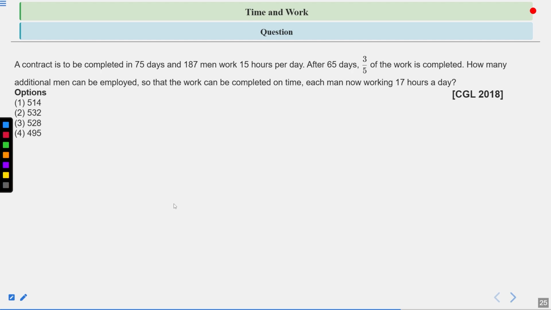A contract is to be completed in 75 days and 187 men work for 15 hours per day. After 65 days, 3/5 of the work is completed. How many additional men can be employed so that the work is completed on time, each man now working 17 hours a day? This question was asked in the SSC CGL 2018 exam. There are four options. First one is 514 men, second is 532 men, third is 528 men, and fourth one is 495 men.